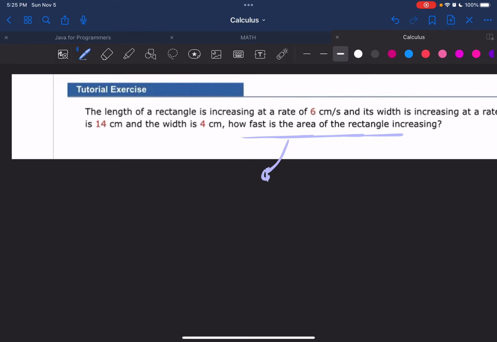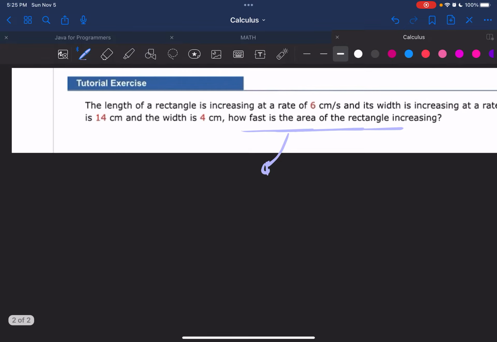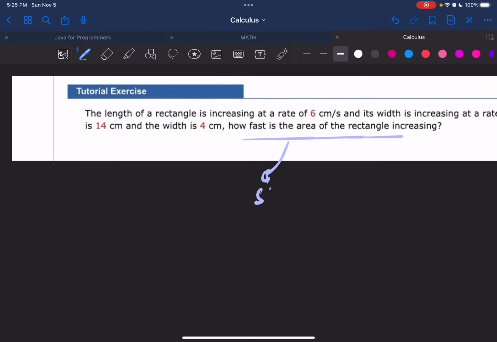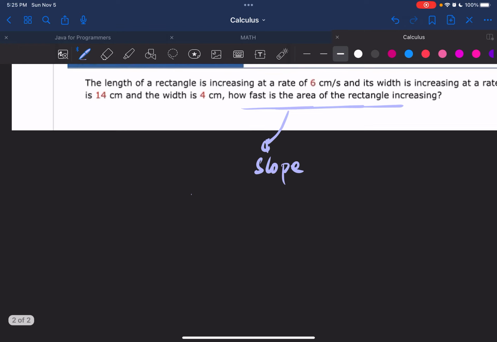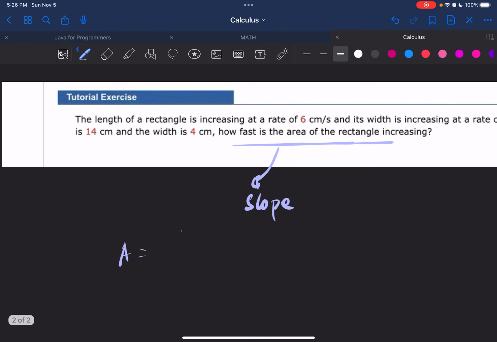When I think about how fast something is changing, I think about the rate of change. And the rate of change, basically, to my knowledge, is the slope of a line at a particular point. So that's one of the first things that came to my mind: slope. The other thing that came to my mind was to find the relationship between the area of the rectangle and the rate at which the width and the length are changing.